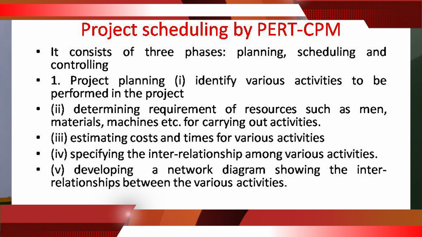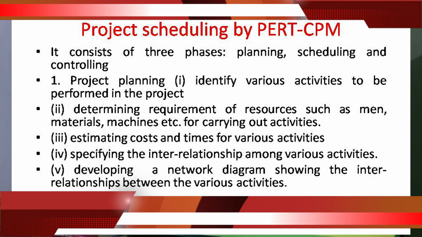Under project planning, we have to identify the various activities to be performed in the project. Number two, determine the requirement of resources such as man, material, machine, etc. for carrying out the activities. Next, estimate costs and times for the various activities. Next, specify the interrelationship among the various activities. Lastly, we have to develop a network diagram showing the interrelationship between the various activities.